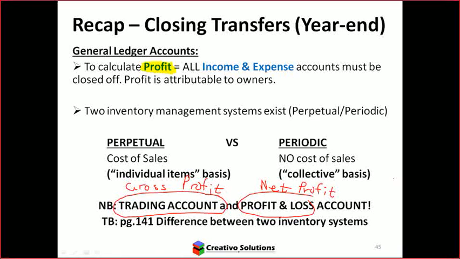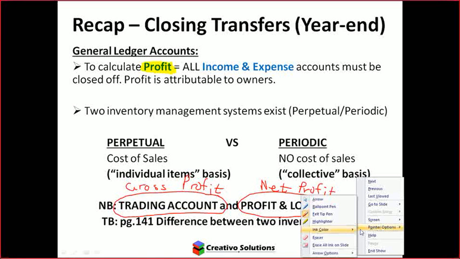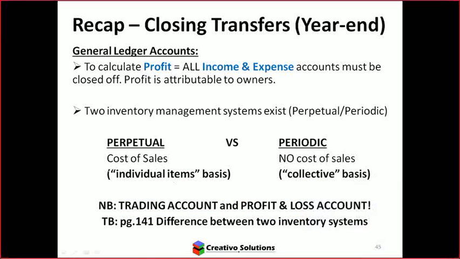Okay, do you remember the difference between periodic and perpetual? Yes, a little bit. Okay, tell me about perpetual. Perpetual has to use a cost of sales. Why? Because it has to work out the individual items on the stock. Correct, good. So you'll have a cost price plus markup. What else? What types of businesses use a perpetual system?